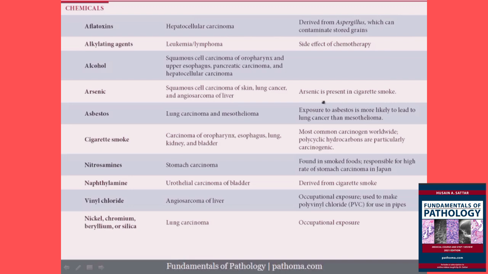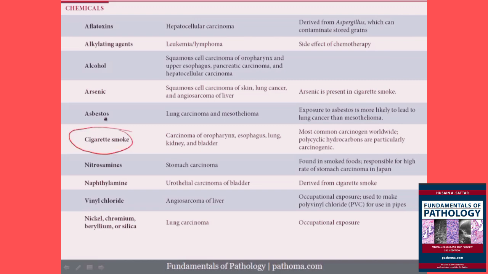And here's the super high yield concerning asbestos. And that is, patients who are exposed to asbestos are far more likely to develop lung cancer than they are mesothelioma. Let me repeat that, super high yield. Patients exposed to asbestos are far more likely to develop lung cancer than they are mesothelioma. Okay, so that's that. Now we go to cigarette smoke.